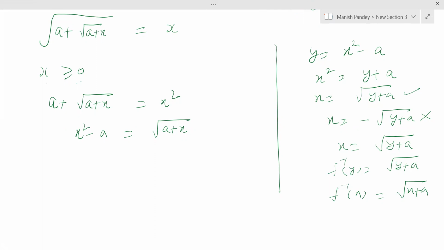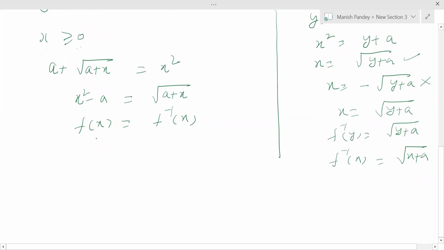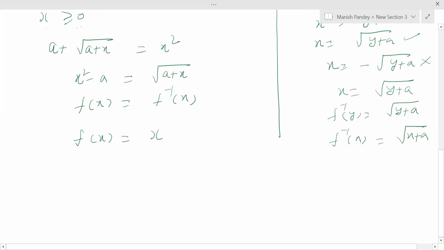Right, so now what we are seeing here is f(x) equal to f inverse(x). This is the most important point. If you have practice, you will know the left hand side and right hand side are inverse of each other. Now you have to solve the equation f(x) equal to f inverse(x), and you are well familiar that one solution is f(x) equal to x. So x square minus a equals x. Now the concept of inverse is completed.